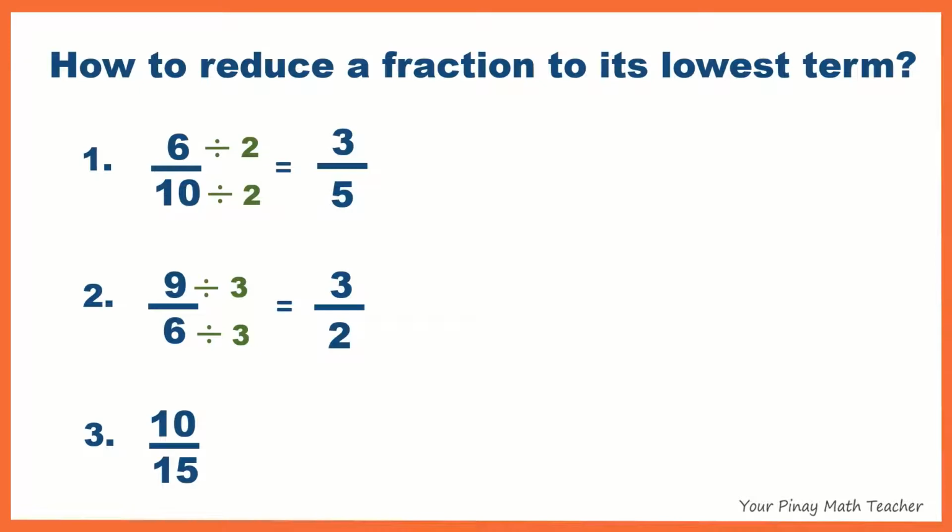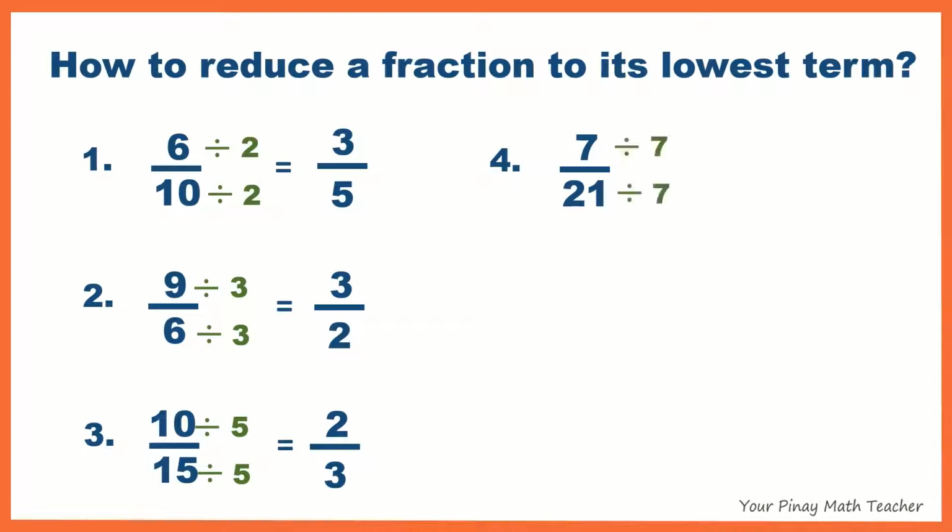Number 3, 10/15. Please take note that if the number ends in 0 or 5, you can divide both by 5. So the lowest term of 10/15 is 2/3. Number 4, 7/21. What do you think can divide both?